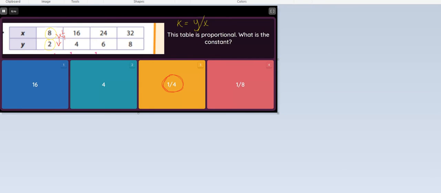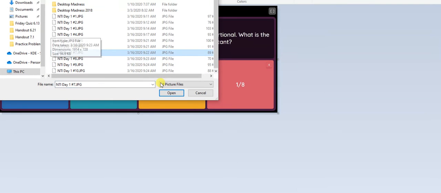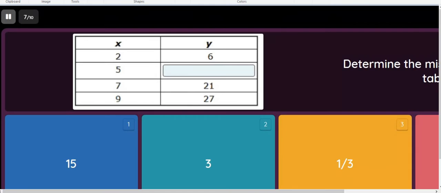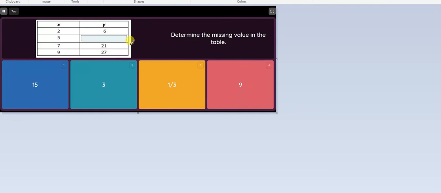Okay, so let's keep going. Let's go to the next one, number 7. So NTI day 1, number 7. And this particular one just wants you to find the missing value. So we're assuming this is proportional by what we've been doing lately. So we know that there's going to be something to get me over here. And it looks like 2 times 3 will make it work. So times 3 is our constant. So 5 times 3 would give me 15.